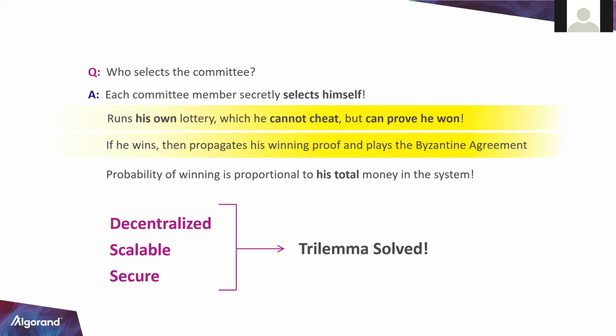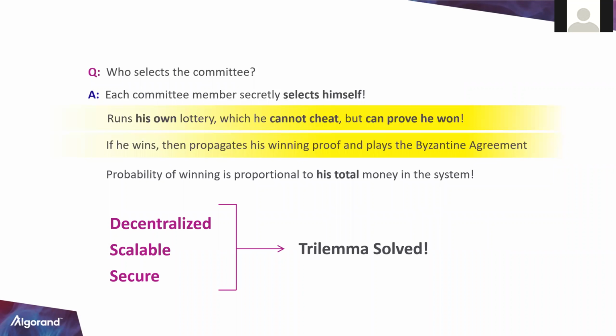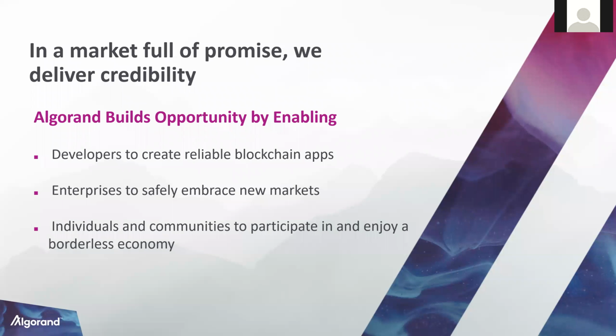Okay, so this is a little bit of what I want to say about our core technology. We're not going to dive into more technical details, just to wrap up by saying that we have a blockchain market that is full of promise, and Algorand stands out because we really deliver credibility, in that we have proved the guarantee and implementation of the protocol and the entire system.